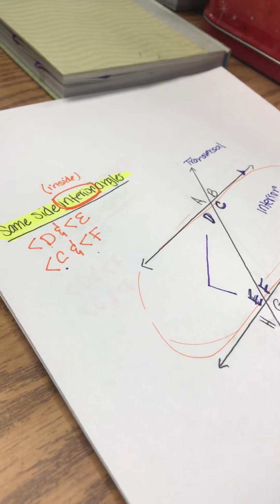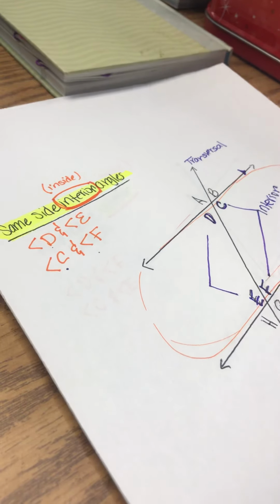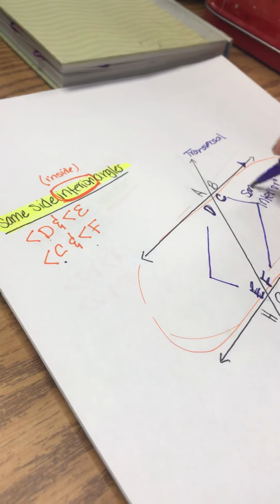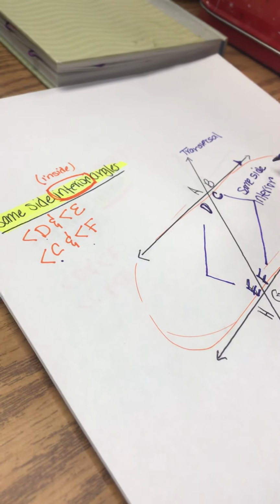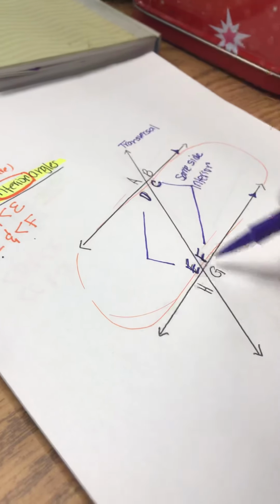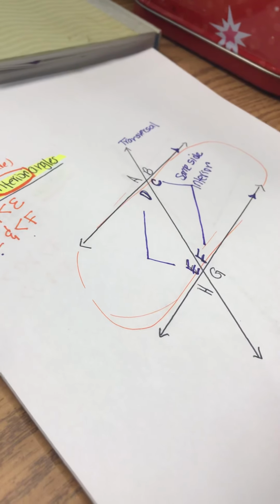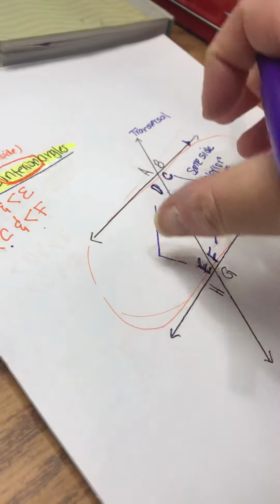D and E are on the same side, C and F are on the same side. Same side interior. And our reference point is this transversal right here. Okay, they're on the same side and they are interior, which means they are inside.